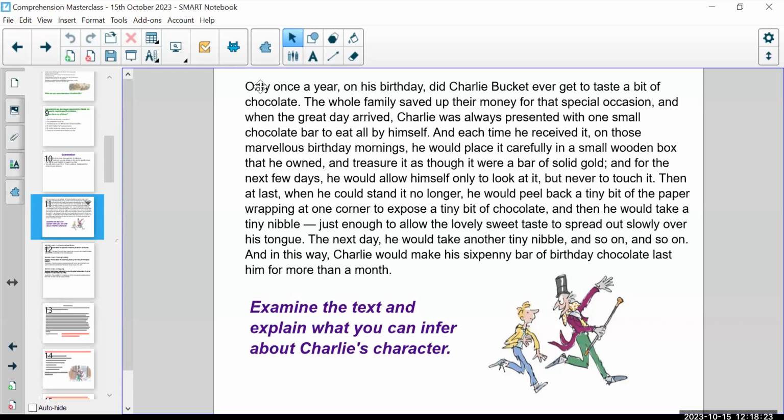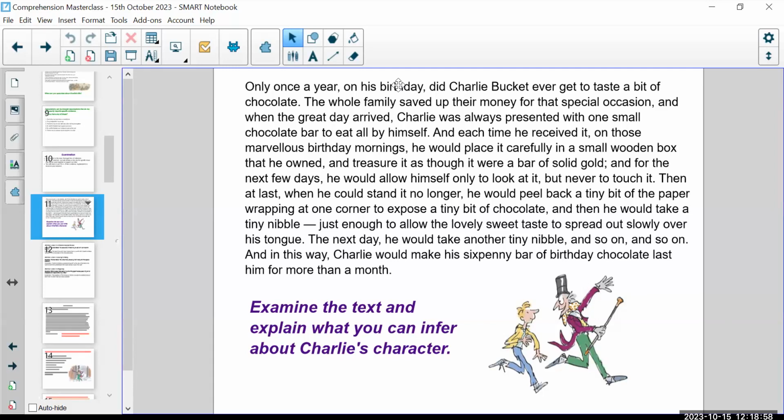Then at last, when he could stand it no longer, he would peel back a tiny bit of the paper wrapping at one corner to expose a tiny bit of chocolate. And then he would take a tiny nibble, just enough to allow the lovely sweet taste to spread out slowly over his tongue. The next day, he would take another tiny nibble, and so on, and so on. And in this way, Charlie would make his sixpenny bar of birthday chocolate last him for more than a month. Okay.